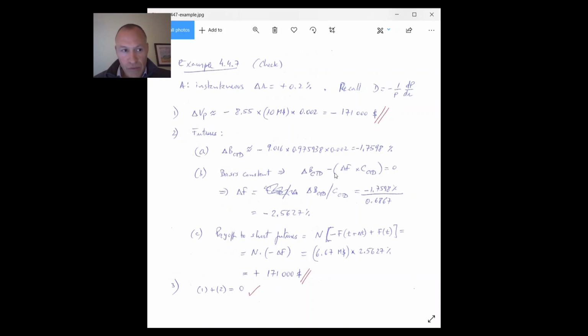So it's the notional that we had defined in the previous example, the notional that we're trading, times the change in the futures price. So this becomes a positive number of $171,000. So this works exactly as it should. The change in the portfolio is exactly compensated by the payoff in the derivative. So the two, 1 plus 2, add up to 0, which is the perfect hedge.